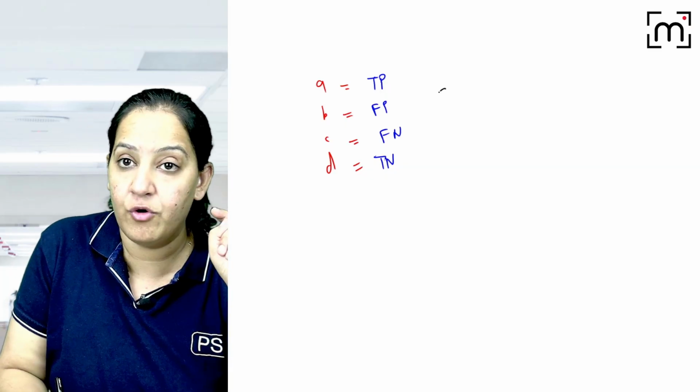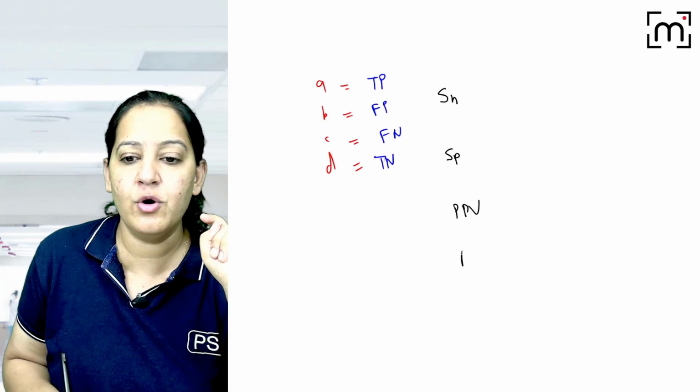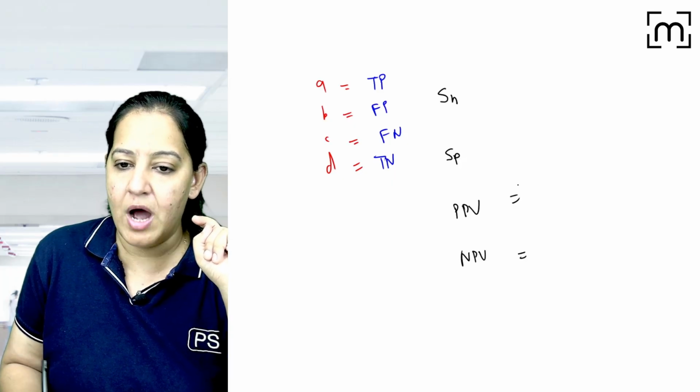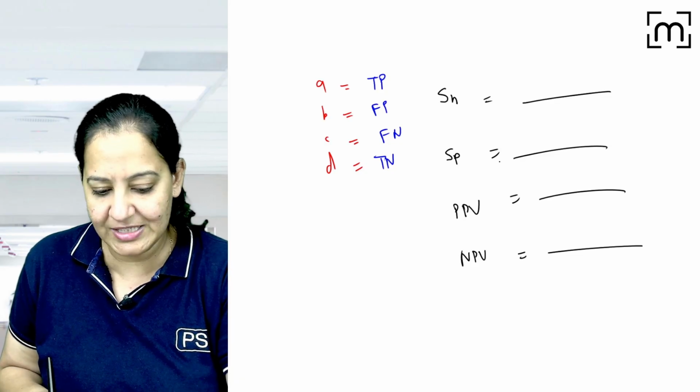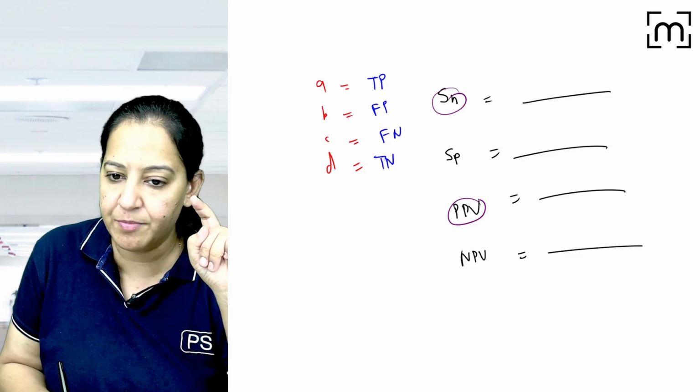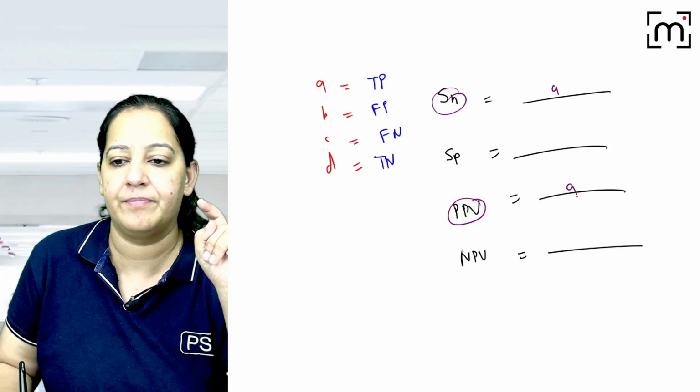Now coming on the formulas. Let me tell you the formulas, the 4 formulas. Sensitivity, specificity, positive predictive value, negative predictive value. So among these 4, these 2, the sensitivity and positive predictive value, they both detect the true positive, so their numerator is A, right?